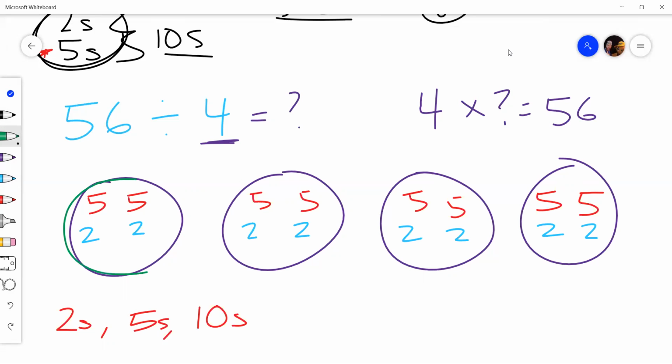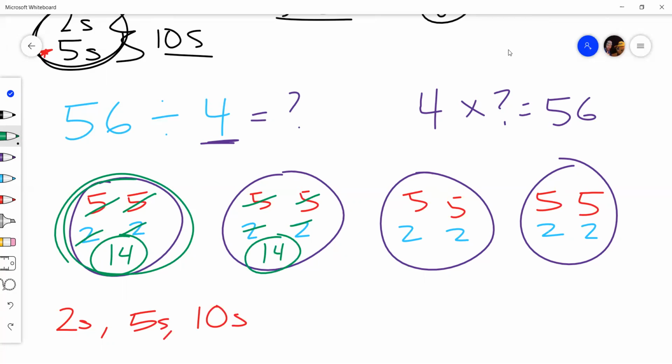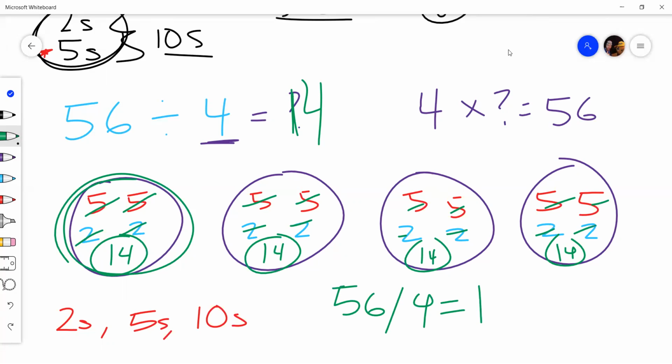So now I just need to make sure I add up my total to see what I got. And again, we're skip counting, so I can do this quickly. 5, 10, 12, 14. So they are all equal groups. So that works. 56 divided by 4 gets me 14, or 56 divided by 4 equals 14.